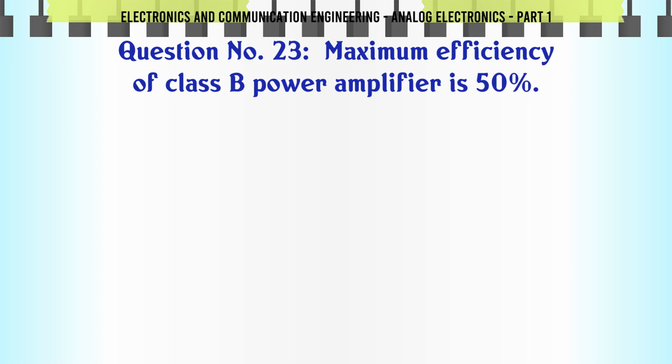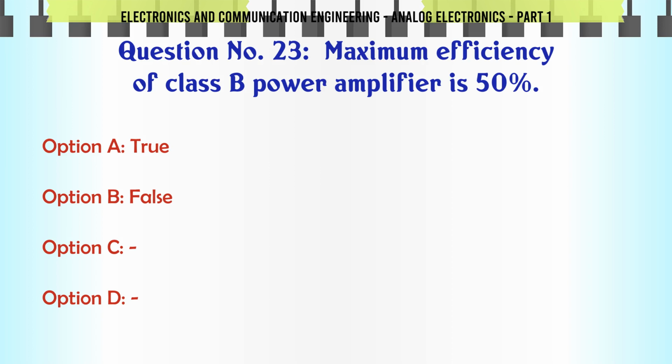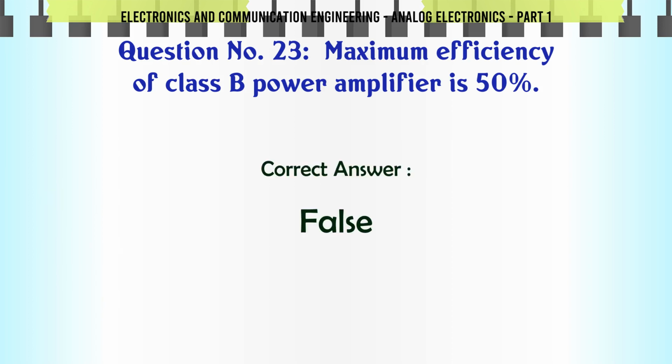Maximum efficiency of a class B power amplifier is 50%. A. True, B. False, C. D. The correct answer is false.